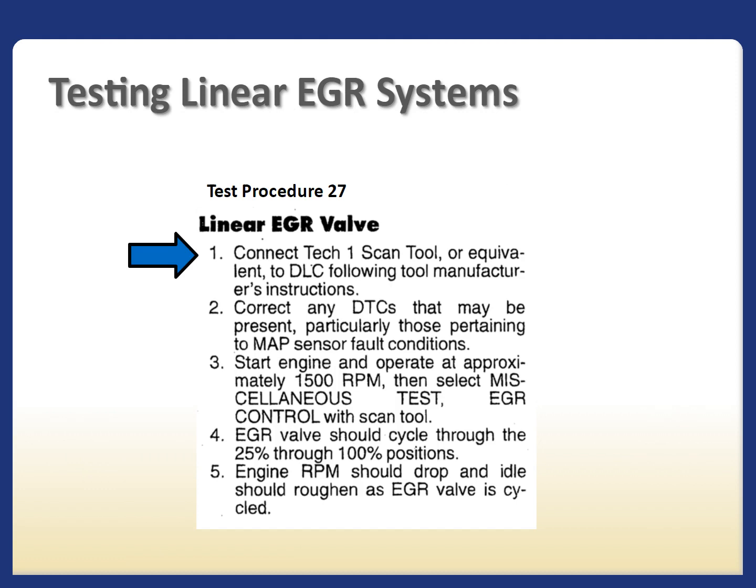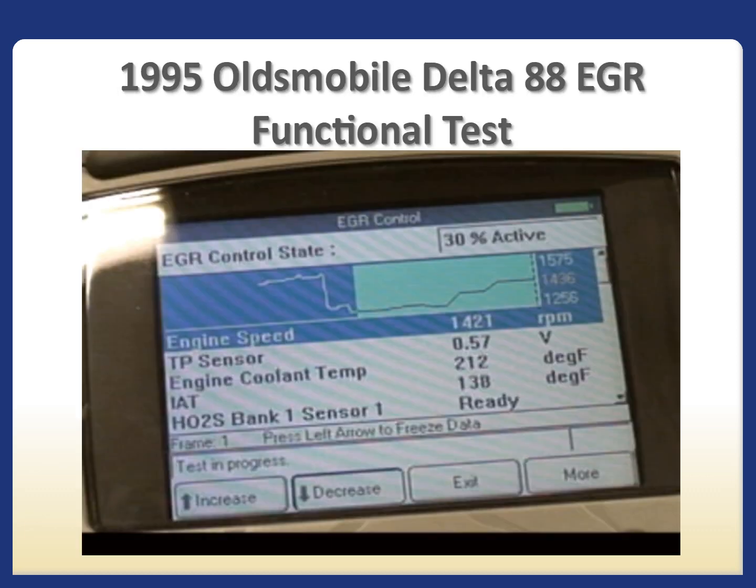In Test Procedure 27, inspectors are required to check the onboard diagnostic system for trouble codes and correct any that may be present. The inspector must set up the scan tool to match the vehicle being tested by connecting the scan tool to the OBD diagnostic link connector. Once the scan tool is set up, the inspector must choose the scan tool's EGR test. The following video shows the process of testing a linear EGR valve with the scan tool.